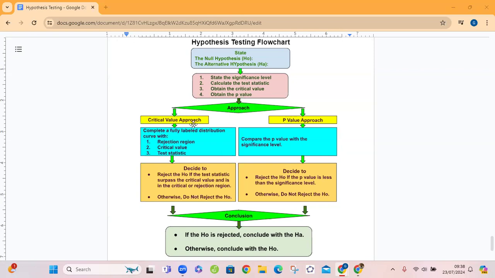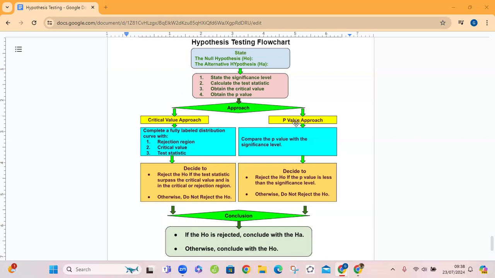If you take the critical value approach, you have to complete what you call a fully labeled distribution curve. On it, there must be rejection region shaded. There must be a critical value on the critical point, and there must be a test statistic. So the test statistic can either be in the critical region, which is the shaded region, or not in the critical region. So you have to decide to reject the null if the test statistic surpasses the critical value and is encountered in the critical or rejection region. Otherwise, you do not reject the null hypothesis.